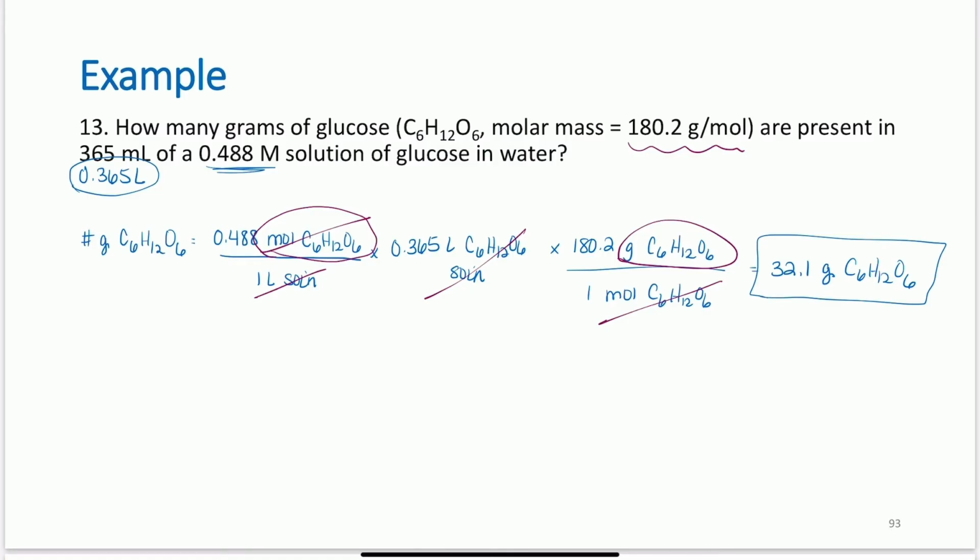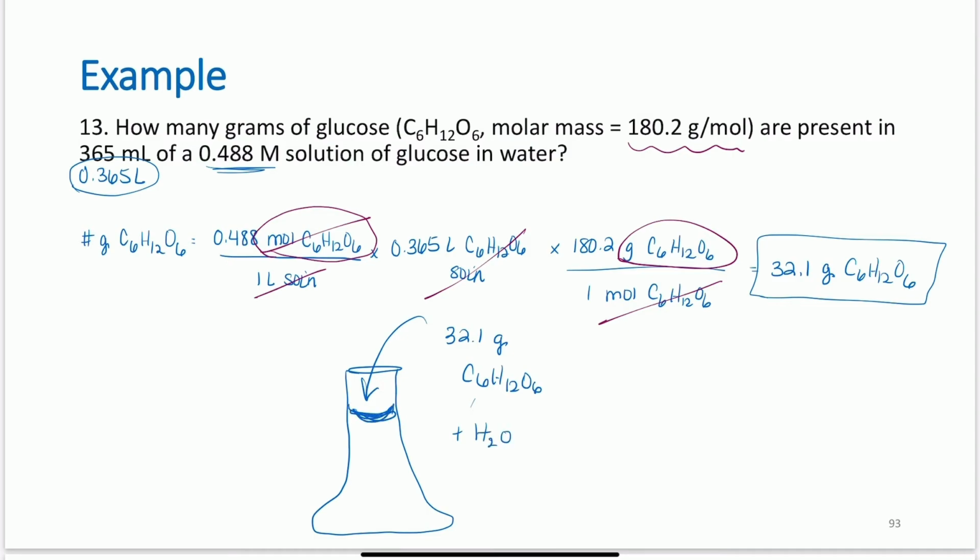I would dissolve 32.1 grams of glucose in water, and then I would, so let me just draw this out. You've got a very sad looking Erlenmeyer flask here. I would add to this 32.1 grams of glucose. And then I would add enough water so the total volume is 365 milliliters.